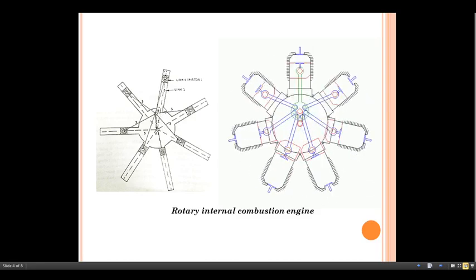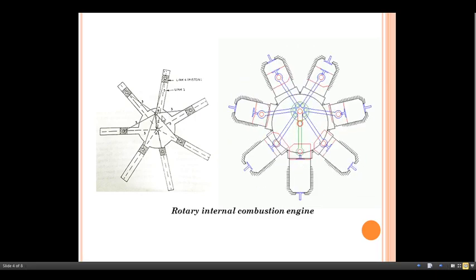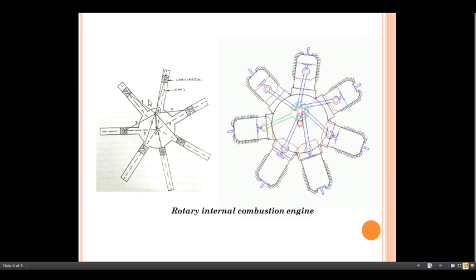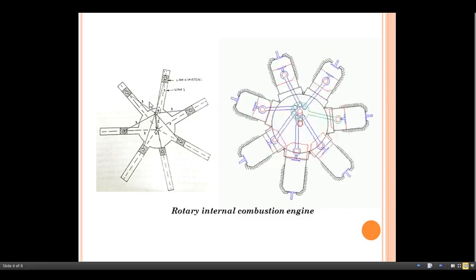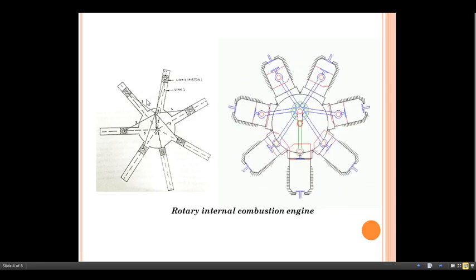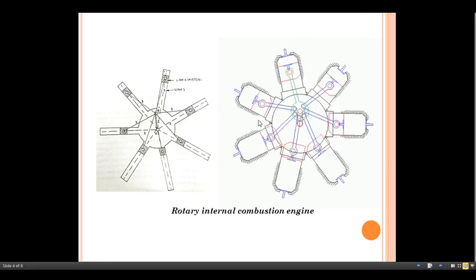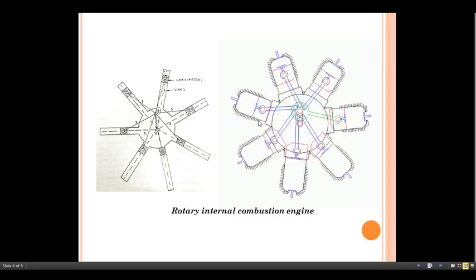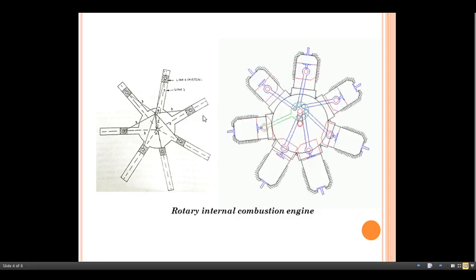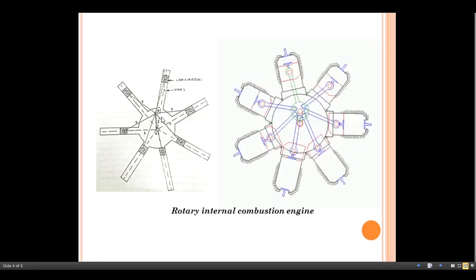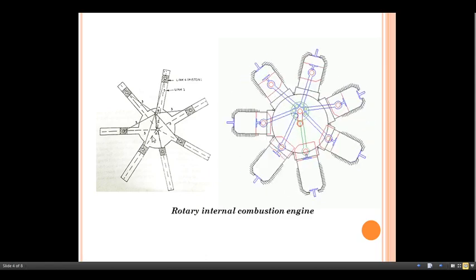The only difference between the first inversion and this example of the second inversion is that in the first inversion the crank rotates and the body is fixed, whereas here the crank is fixed and the body rotates. Okay, this is the basic difference.